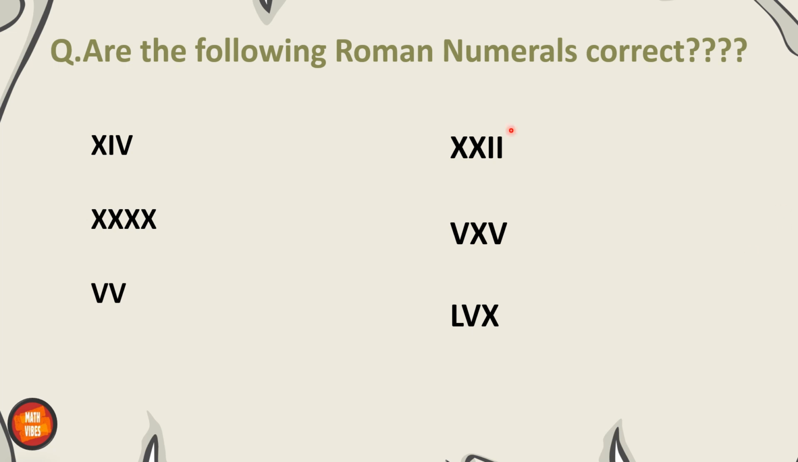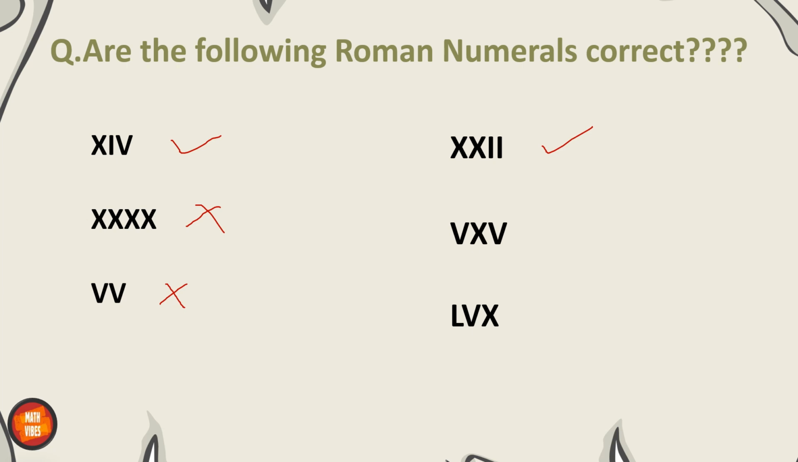Okay, so XIV, is it correct or not? Tell me. XIV. Yes, it is correct. X is 10, IV is 4, so it represents 14. XXXX, is it correct? No, I cannot repeat a symbol more than 3 times. VV, wrong, because symbols V, L and D are never repeated. V, L and D are never repeated. XXII, yes, it is correct. 10, 10, 20 and 2, 22, correct.